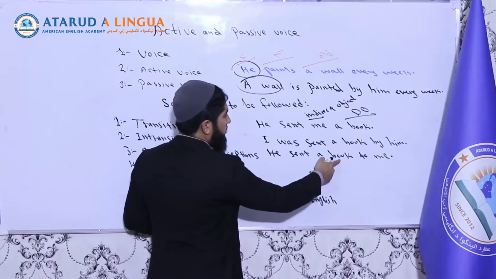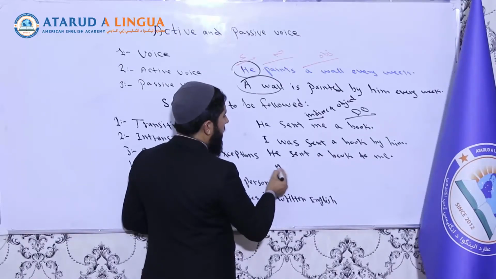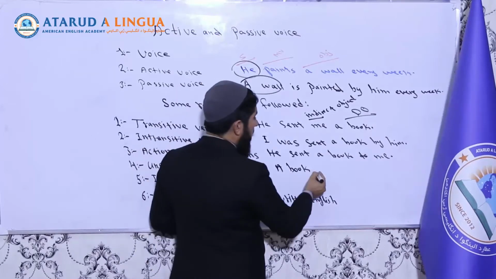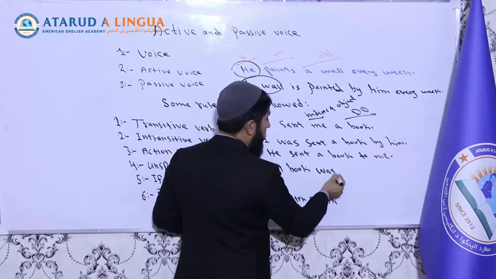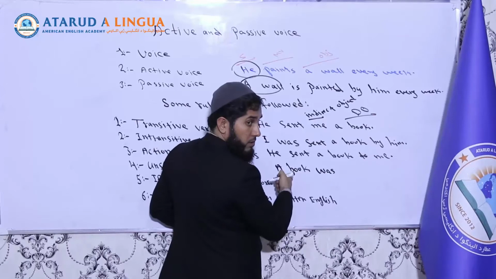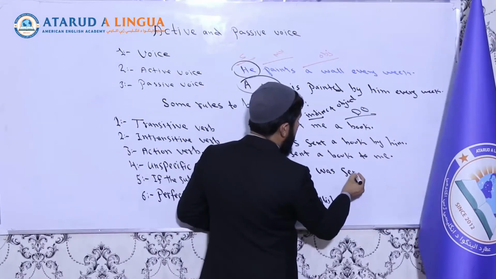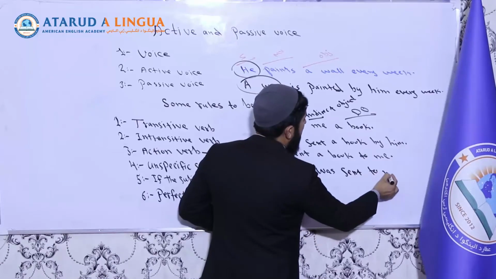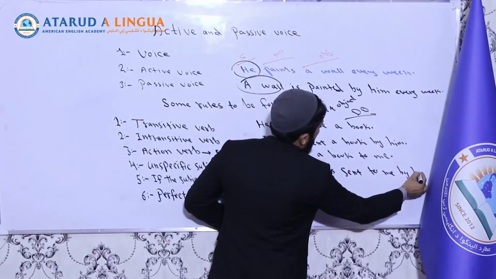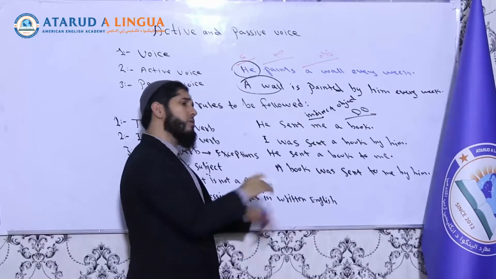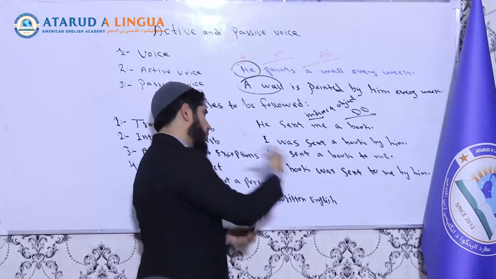So now, book becomes the subject of your passive sentence, a book. In simple past tense, so we need the to be verb was, and it's a singular subject. So we need was: a book was sent to me by him. You can also say a book was sent by him to me, or to me by him. Both of them will be correct.